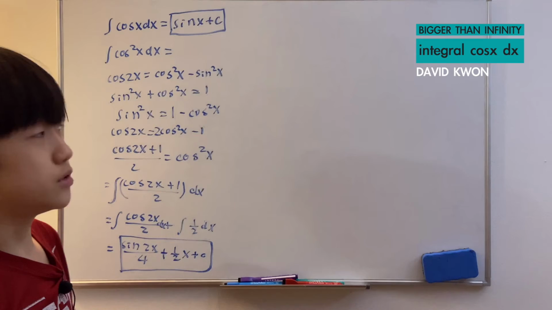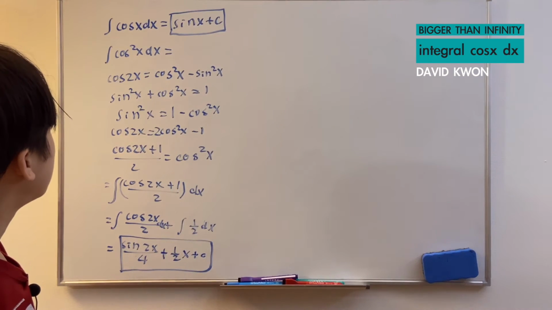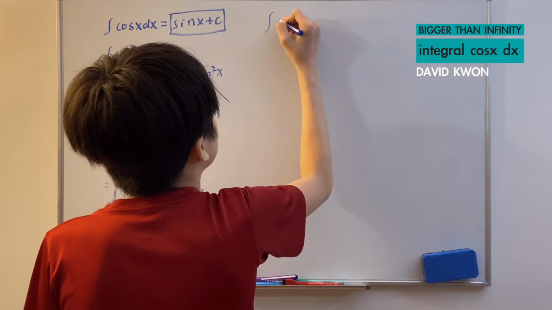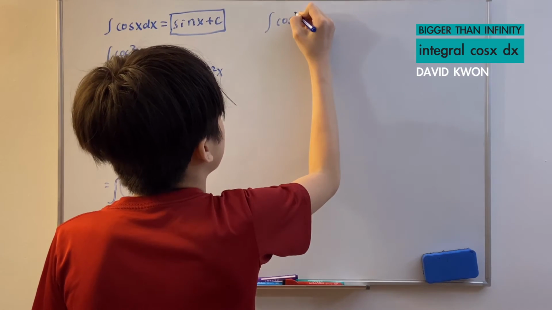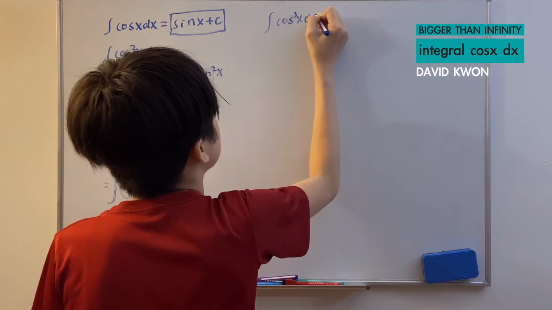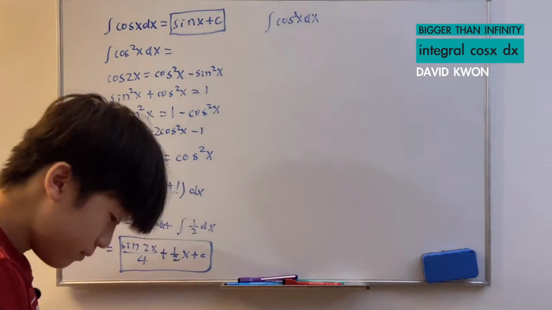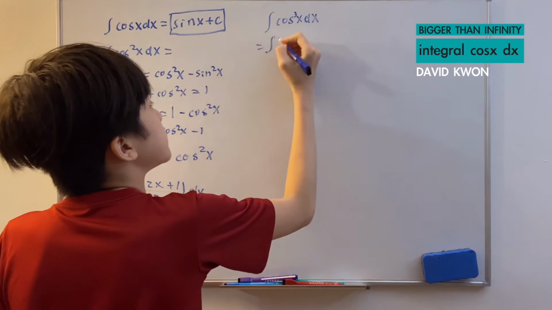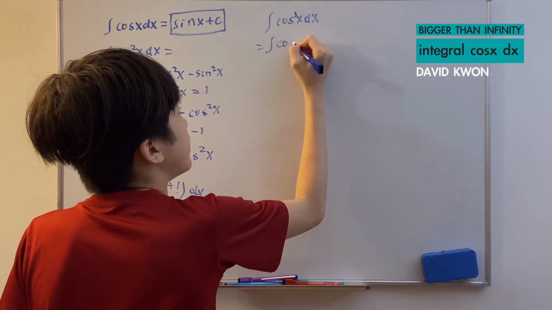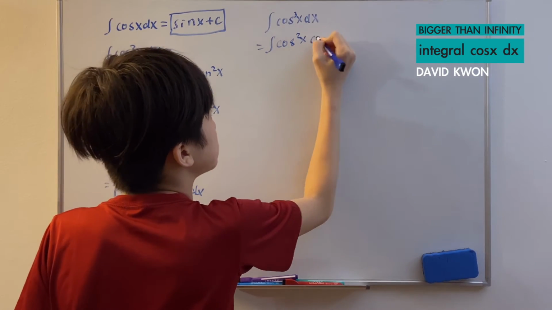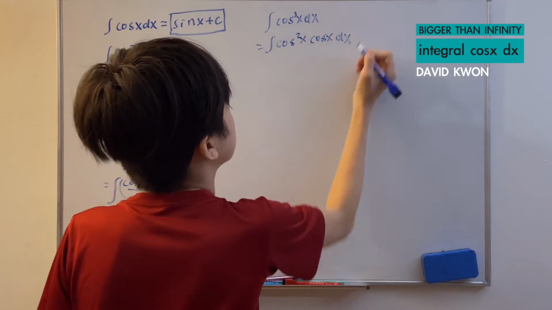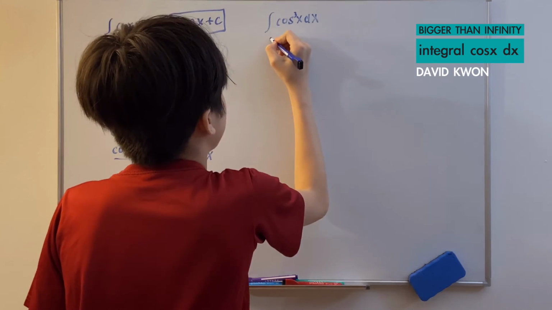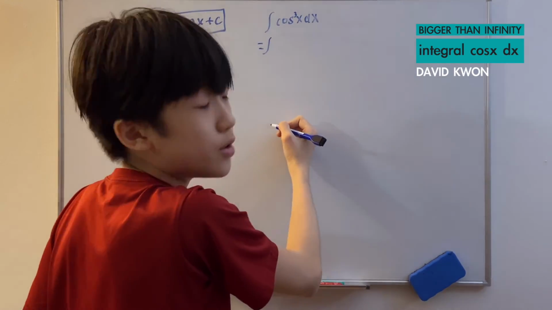Okay, now the final stage. We integrate cosine cubed x. So the integral of cosine cubed x dx. This cosine cubed x, I will just break it apart into cosine squared x times cosine x dx.